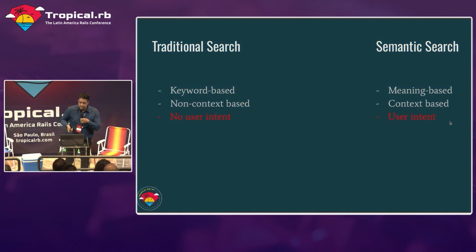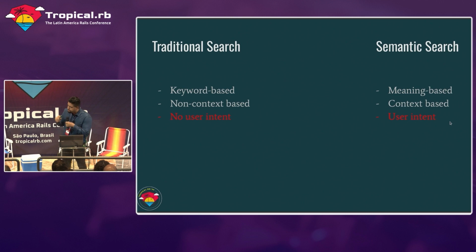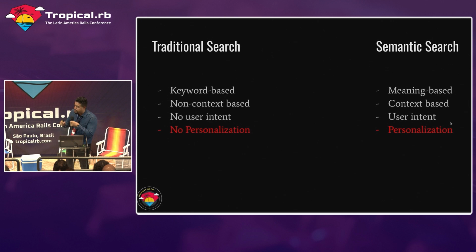When we have the semantic search, we check the context that the user is in, and we also check the user intention, okay? Then we can bring results that are personalized, customized. We can bring results that are really relevant in this case. Now we think about something that is going to make the user happier, okay?